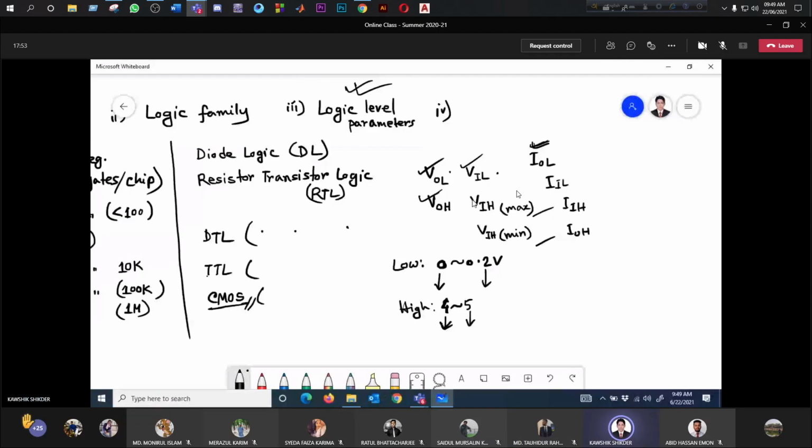Either logic is low or logic is high. Either voltage logic or current logic. Either for input or for output. Got it? Okay. Then the last one was what?